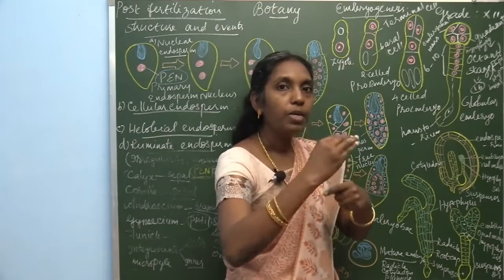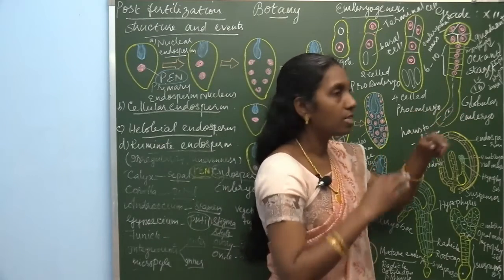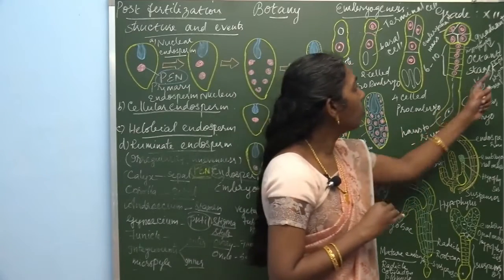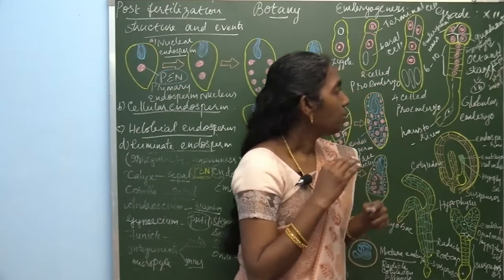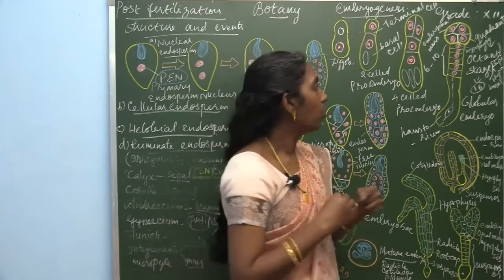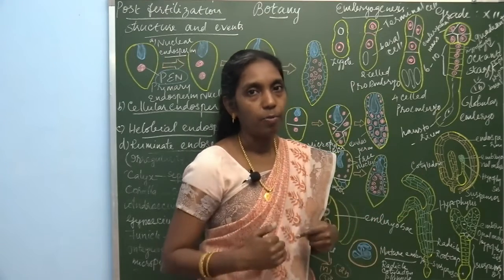So in the octant stage, the 4 cells in the upper region are known as epibasal, and the lower 4 cells are known as hypobasal: epibasal and hypobasal.